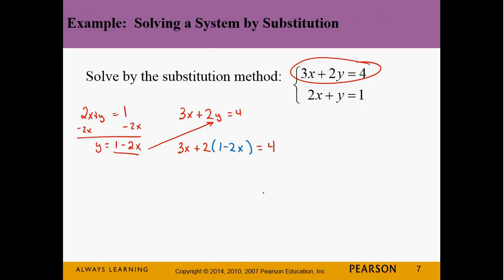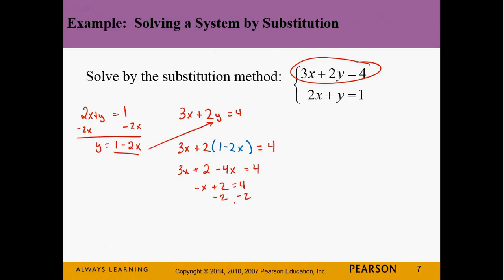And that's the substitution. And that's why it's called substitution. So then you just distribute through. 2 times 1 is 2. 2 times negative 2x, negative 4x equals 4. Collect our like terms. 3x minus 4x, negative x plus 2 equals 4.